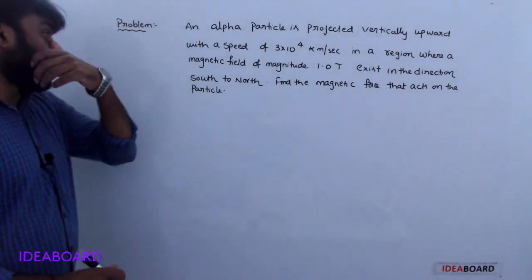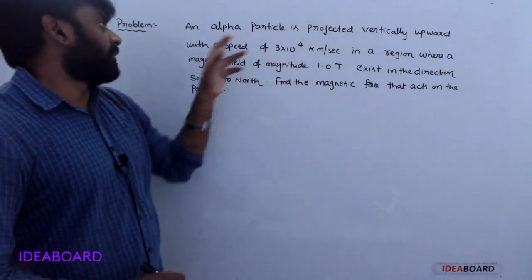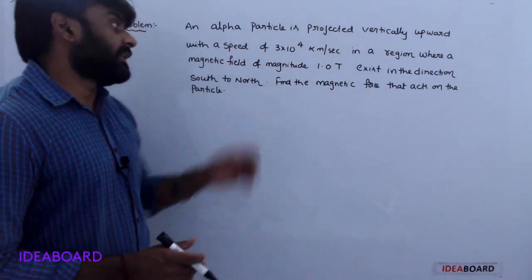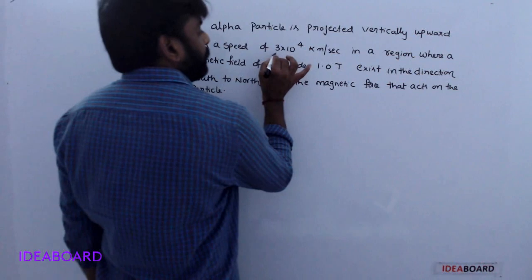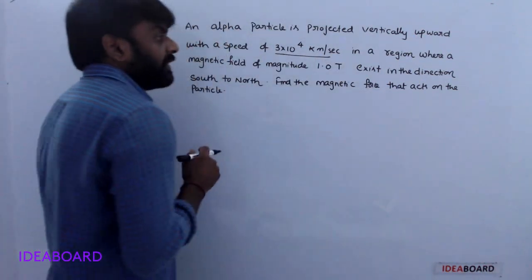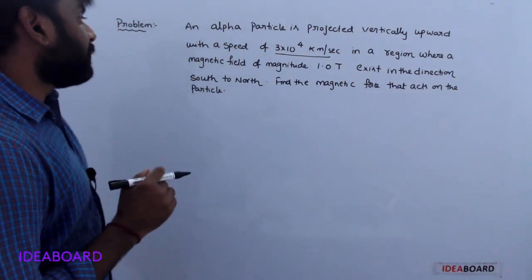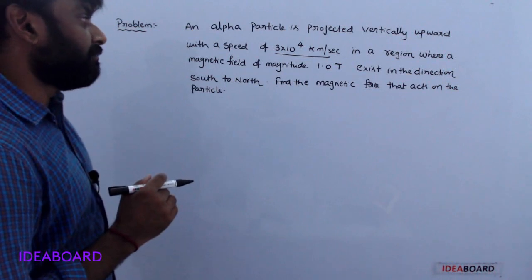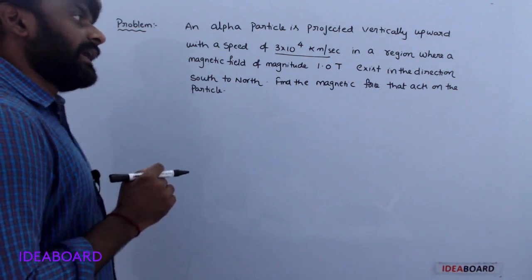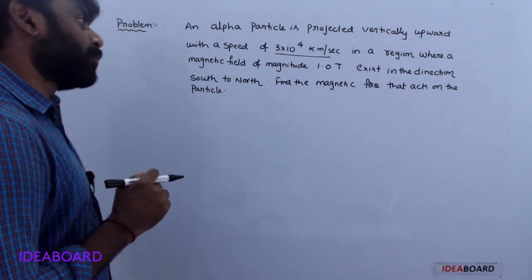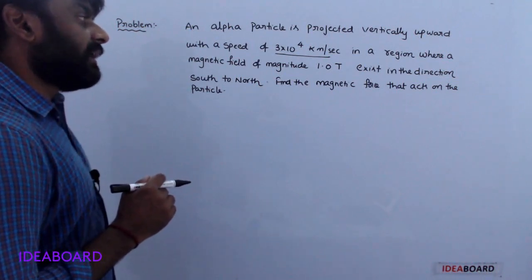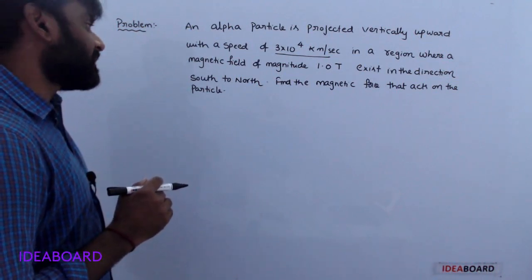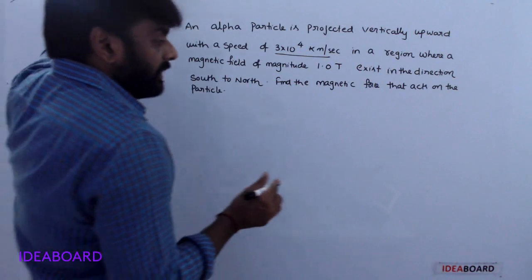Next problem. An alpha particle is projected vertically upward with a speed of 3 into 10 to the power of 4 kilometer per second in a region where a magnetic field of magnitude 1 Tesla exists in the direction south to north. Find the magnetic force that acts on the particle.